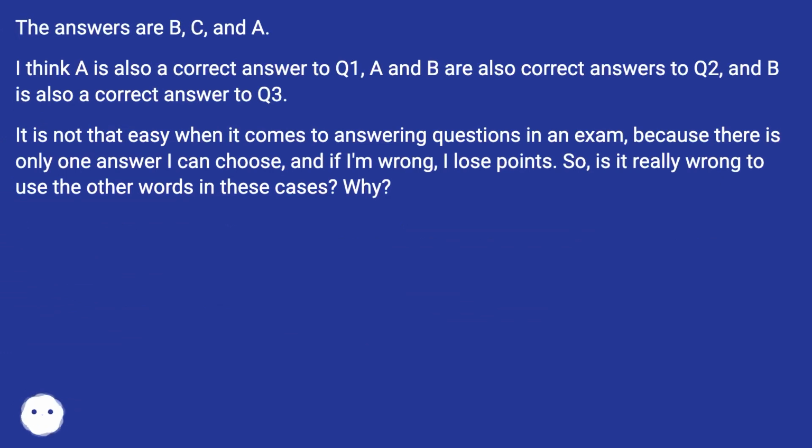The answers are B, C, and A. I think A is also a correct answer to Q1, A and B are also correct answers to Q2, and B is also a correct answer to Q3. It is not that easy when it comes to answering questions in an exam, because there is only one answer I can choose, and if I'm wrong, I lose points. So, is it really wrong to use the other words in these cases? Why?